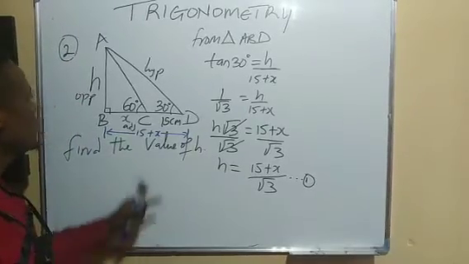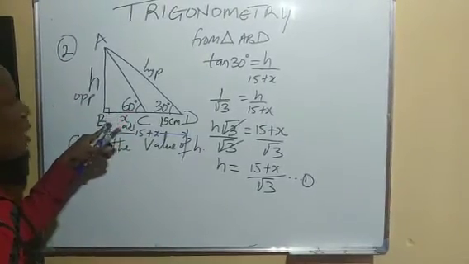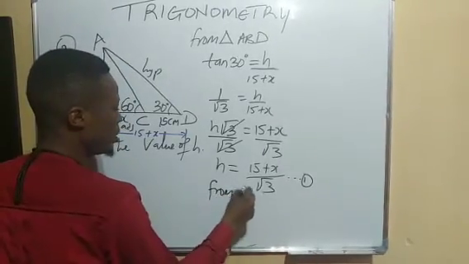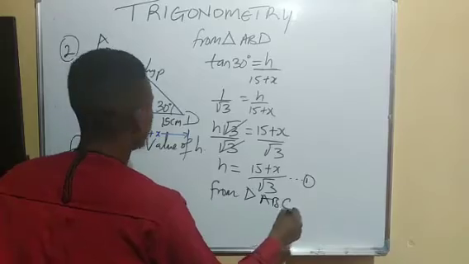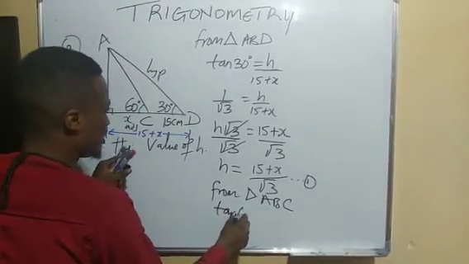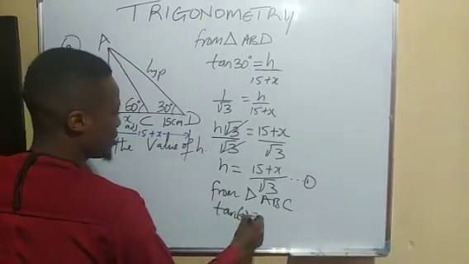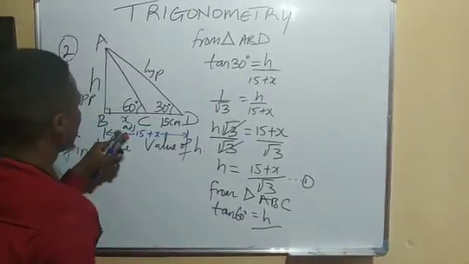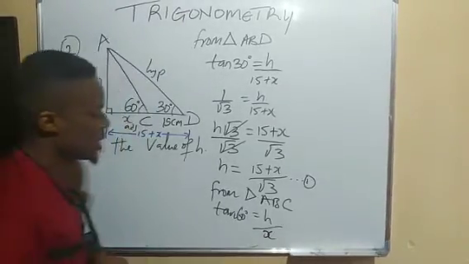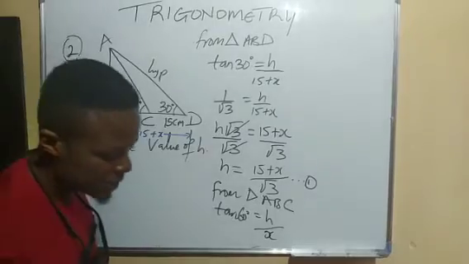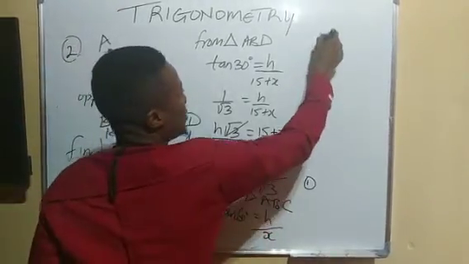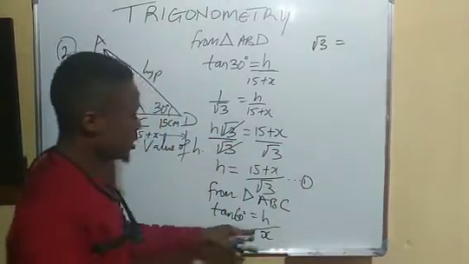Okay, so let's go back to the second triangle. There is a smaller triangle here, which is ABC. So from triangle ABC, we have that the same tan 60 degrees is opposite, which is h, over adjacent, which is just x for the smaller triangle. Now, but what is the value of tan 60 degrees? Tan 60 degrees is just root 3. So I'll write root 3 equals h over x.